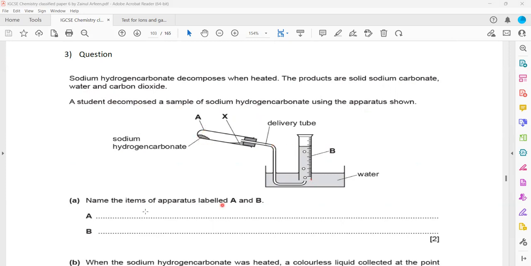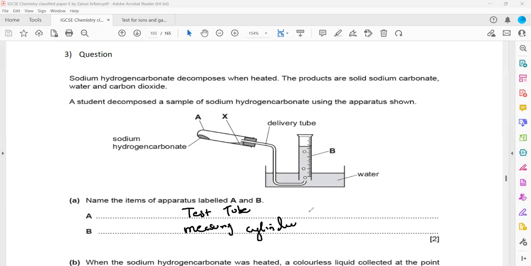Using the apparatus, as you can see, name the item of apparatus labelled A. What is A? Test tube. And B is an inverted measuring cylinder. If you just mention measuring cylinder, that's also fine. So a test tube and a measuring cylinder, and the container the water is in is a trough. But they only ask for A and B.